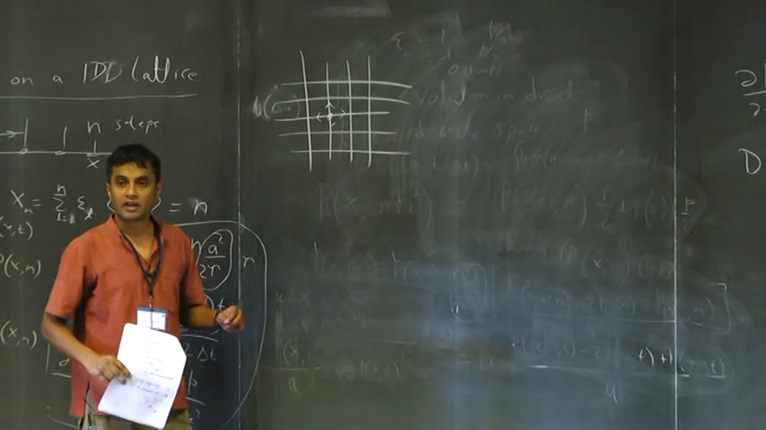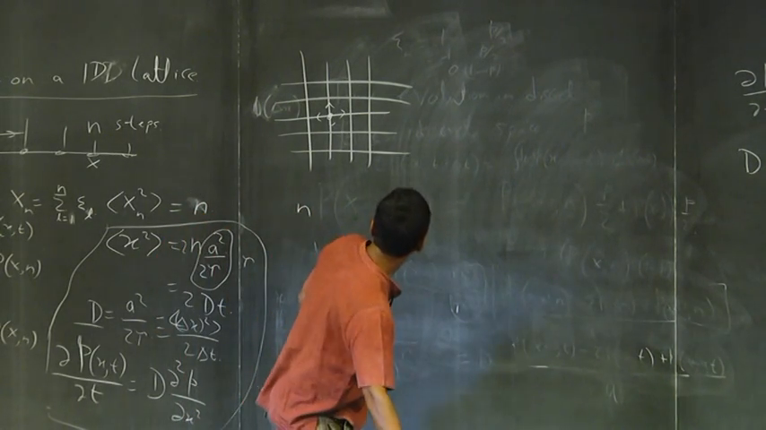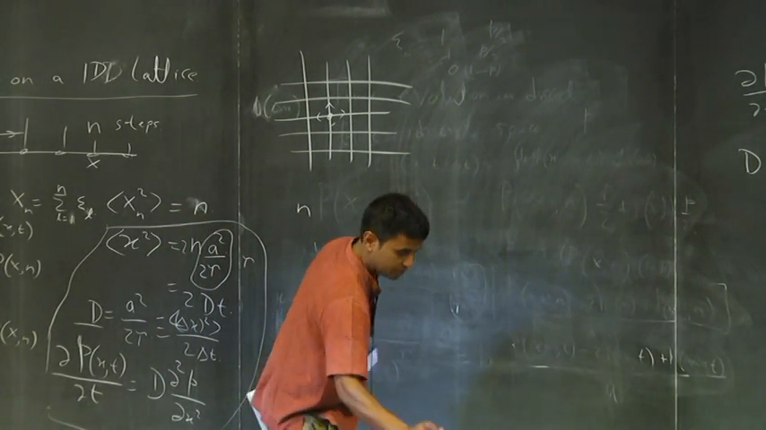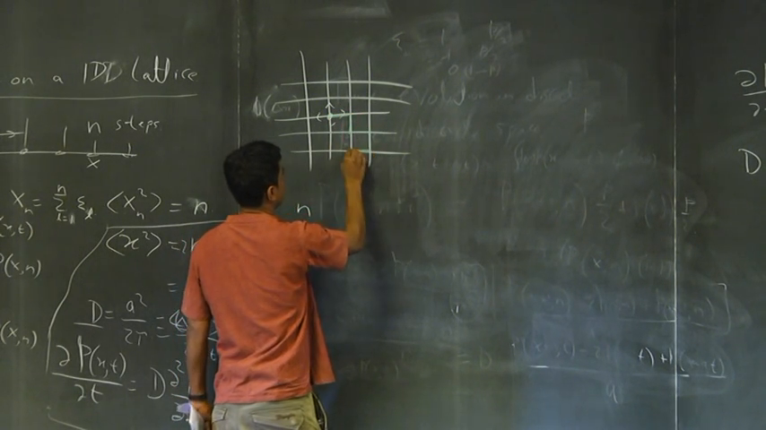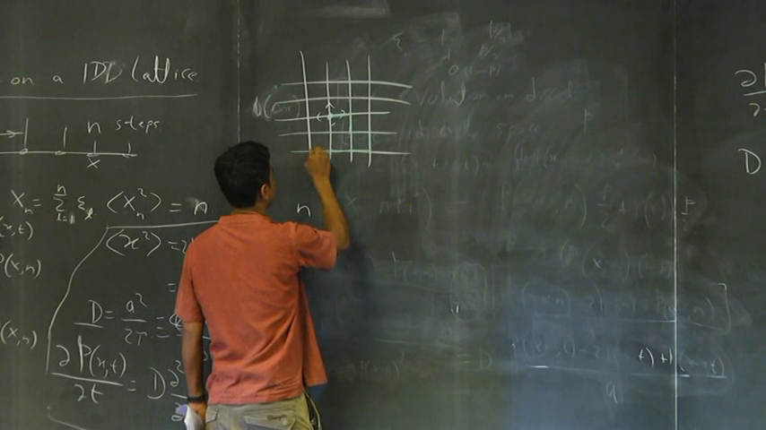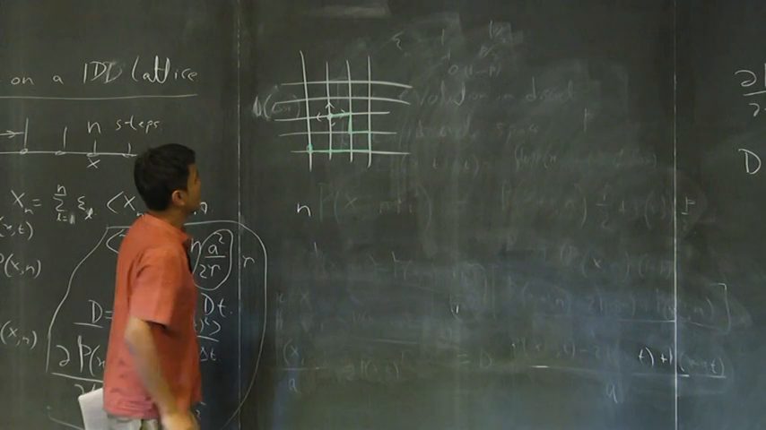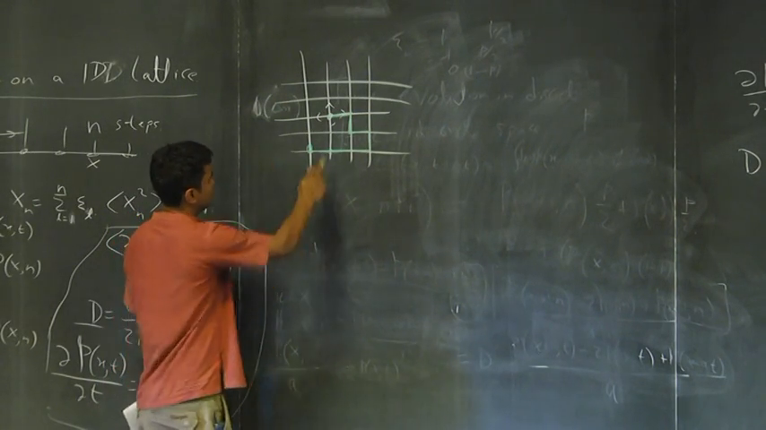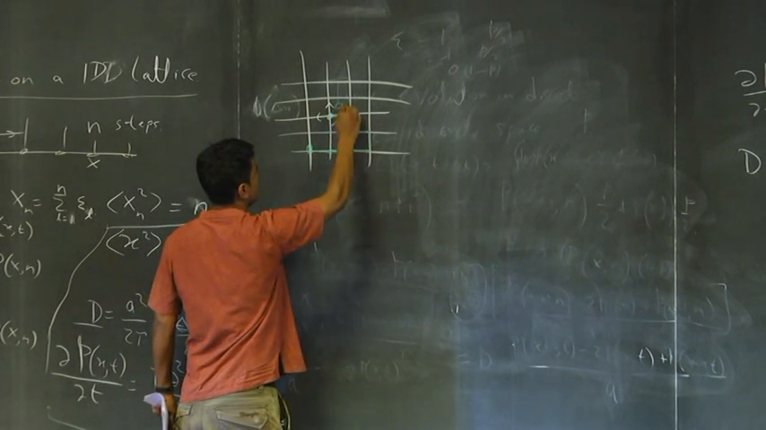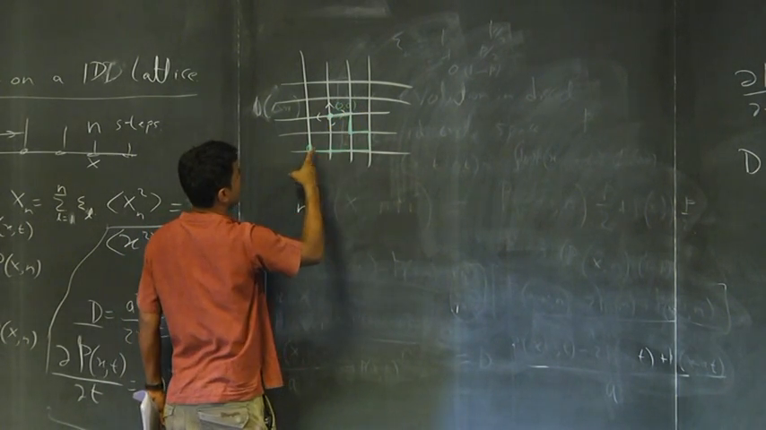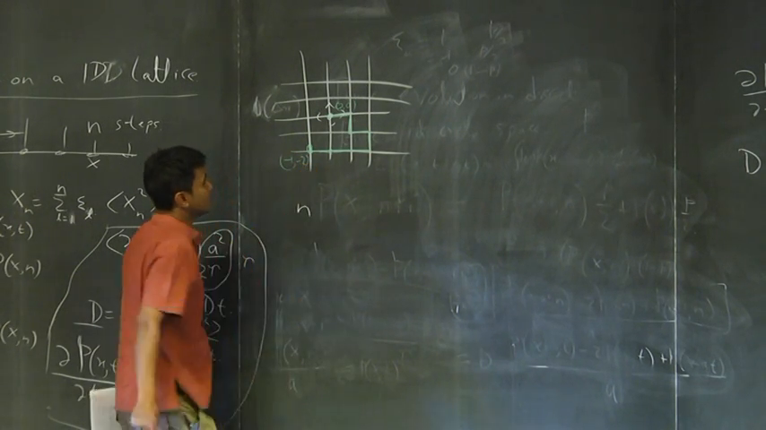Okay, and then again you want to take n steps, and after some number of steps you might have an object like this. So this is 1, 2, 3, 4, 5, 6, 7, and you started from the origin 0, 0, and you ended up at some point which is -1, -2, right.